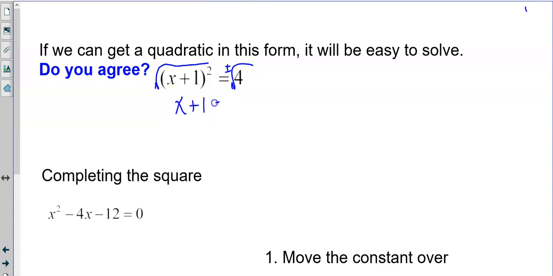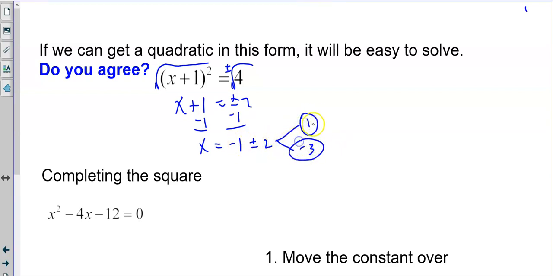It'd be x plus 1 equals plus or minus 2, subtract 1, you get x equals negative 1 plus or minus 2, which is really two different answers. Negative 1 plus 2, which is 1, and negative 1 minus 2, which is negative 3. And so I get two solutions. This is a quadratic that has two solutions. We just talked about how many solutions it might have. But I hope that's relatively easy for you.